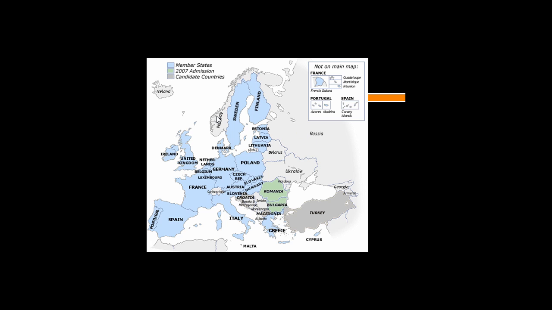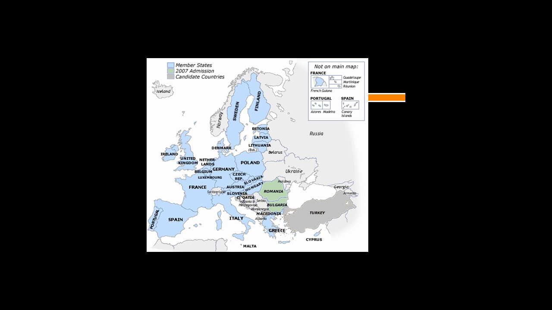We have a map of Europe here, and we have three different color codes. The light blue are full-fledged members of the European Union. The green represent the two newest states that are now full-fledged members of the European Union. They are Romania and Bulgaria. And the darker gray represents the three states that have applied, but they're not yet full members of the European Union. And we don't really know for sure whether or not they ever will be. They are Croatia, Macedonia, and then finally Turkey.